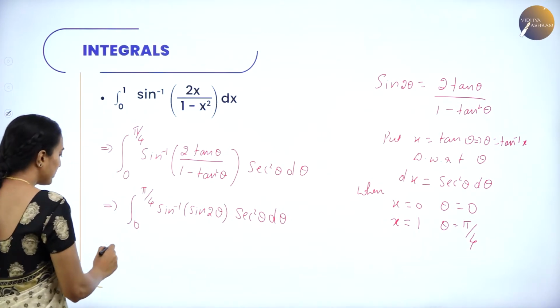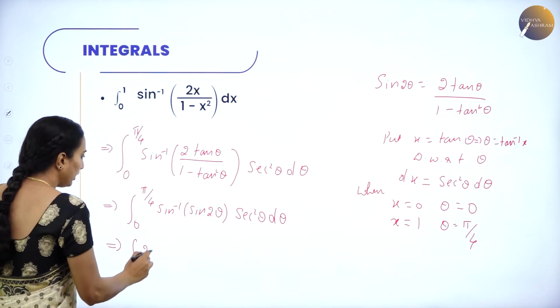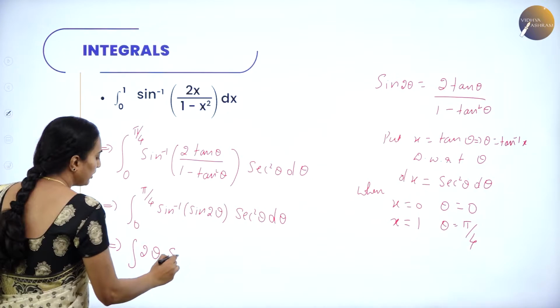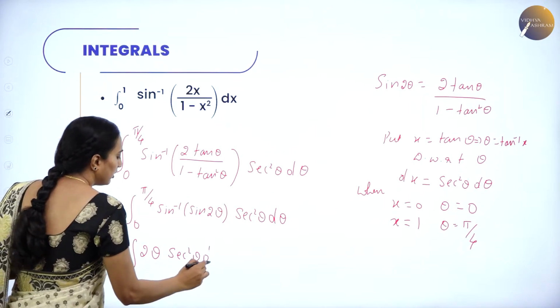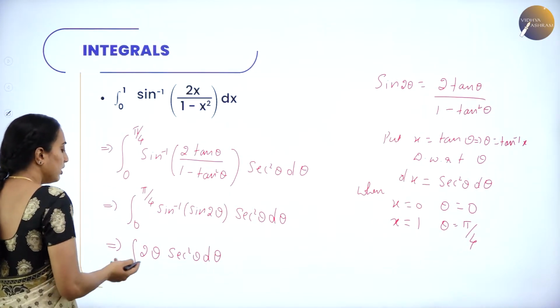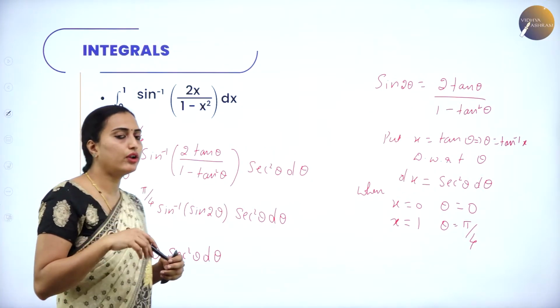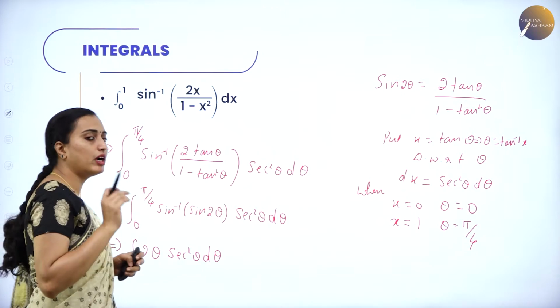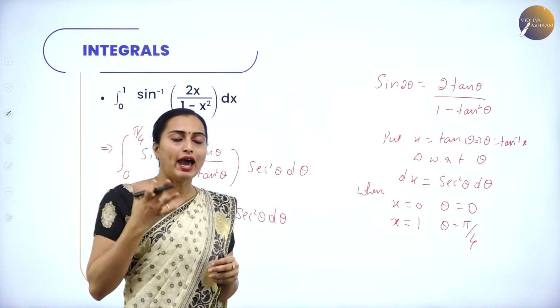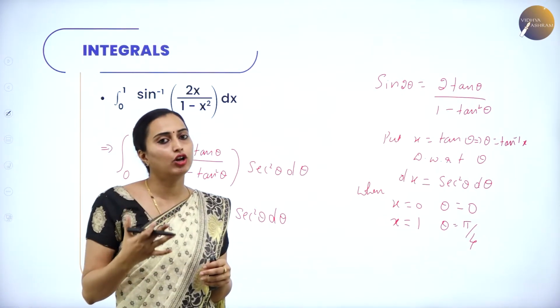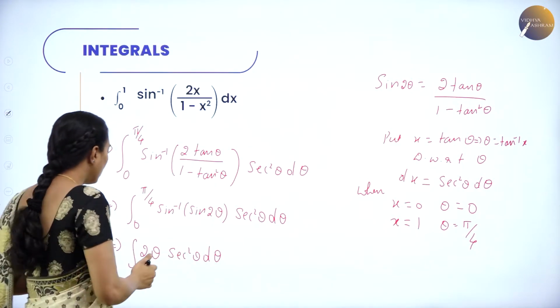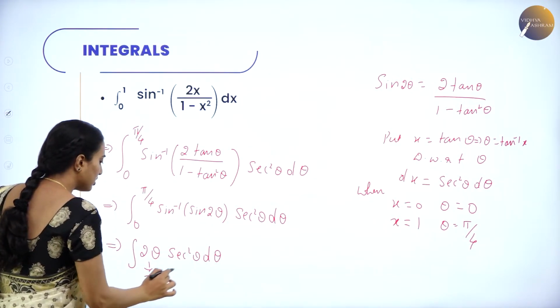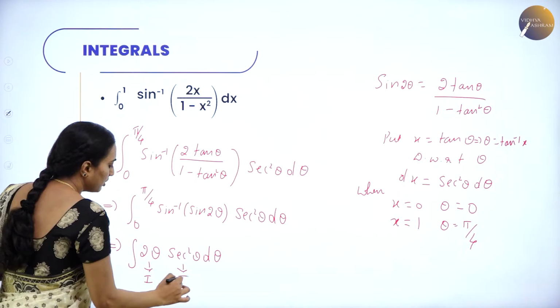Now sine inverse of sine 2 theta is nothing but 2 theta into secant squared theta d theta, isn't it? Now you are going to choose integral by parts according to the ILATE rule. Algebraic is the first function and trigonometric is the second function. So this is the first function you can choose and this is the second function.